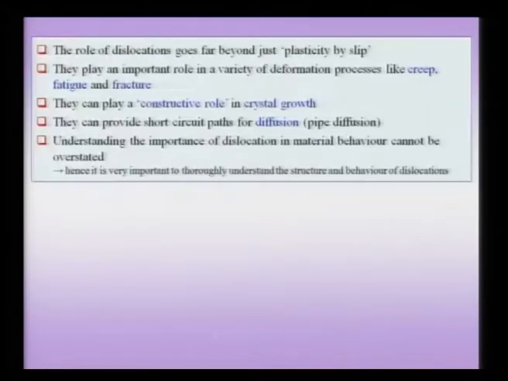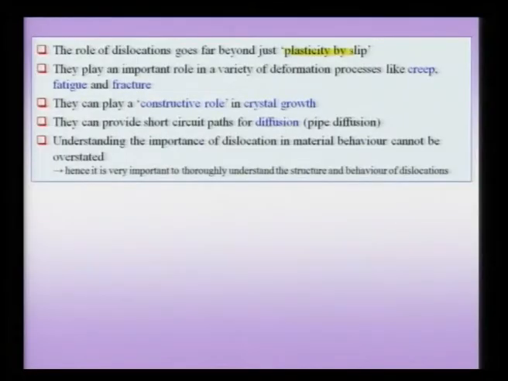The first and foremost important thing I would like to say about dislocations, and we already said that dislocations are line defects, that means they can be considered as one dimensional defects, is the fact that their role goes far beyond plasticity by slip. This of course we have not defined, but it is as you know associated with plastic deformation, but the role of dislocations goes far beyond that. In fact, they play a very important role in deformation processes like creep, fatigue and fracture.